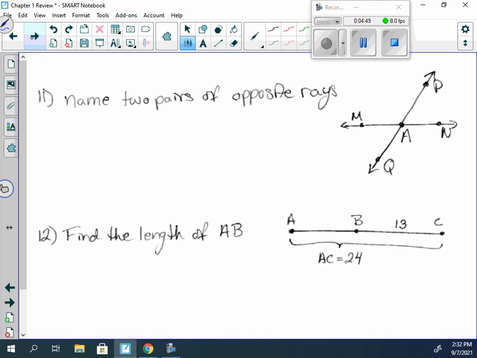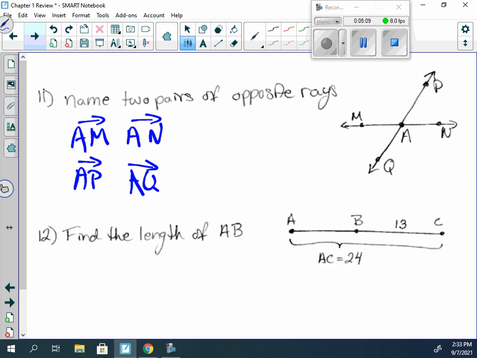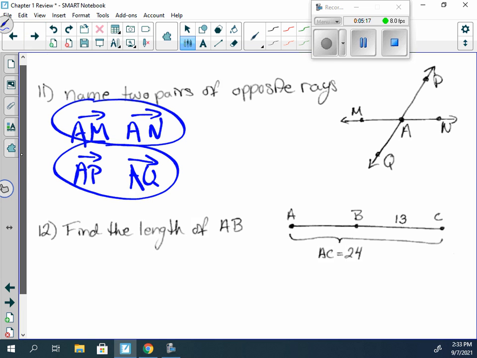Okay, so if we look at this here, question number 11, name 2 pairs of opposite rays. So 2 pairs of opposite rays go in opposite directions. So what we're going to be talking about here is AM and AN is one pair of opposite rays. The other is going to be AP and AQ. These two here are going to be our sets of opposite rays because two opposite rays make a straight line. Any two pairs of opposite rays will make a straight line.